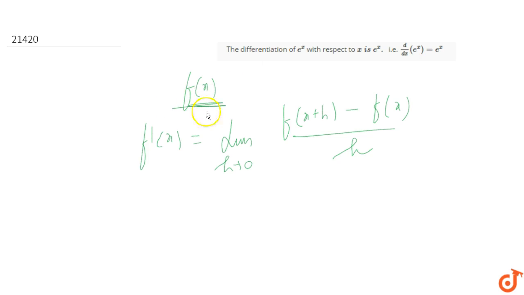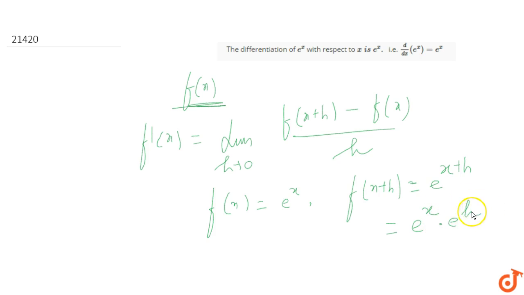So here our f(x) is e raised to power x, so f of x plus h would be e raised to power x plus h. It can be written as e raised to power x into e raised to power h, because when the base is same and power is different, then powers get added. So this e raised to power x plus h can be written as e raised to power x into e raised to power h.